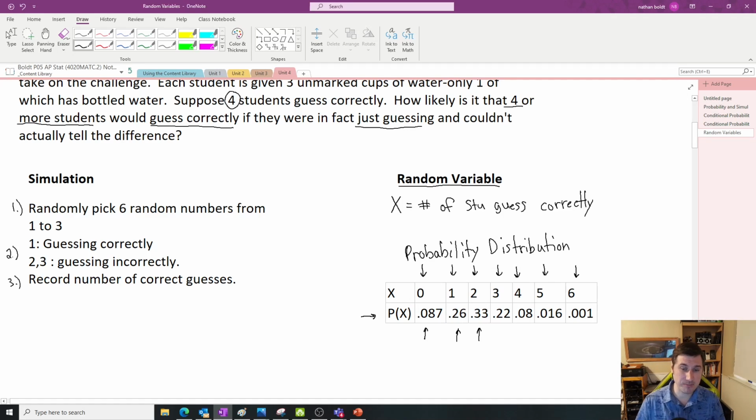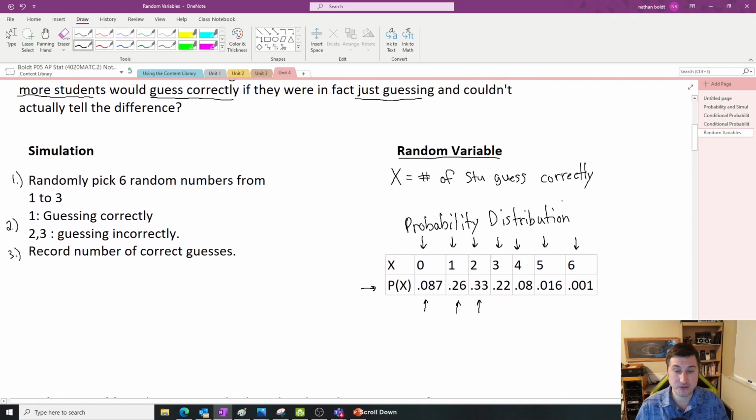It tells us the probability of every outcome of our random variable. So now we want to think, all right, what are the chances, what's the probability, that we'll have 4 or more people guess correctly? So what is the probability our random variable is bigger than or equal to 4? Well, that is all 3 of these, right? So 0.08 plus 0.016 plus 0.001.